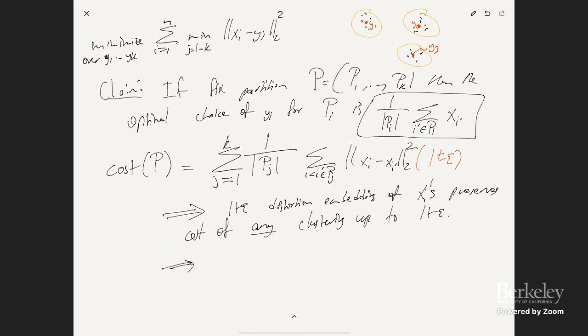So this implies I can cluster in dimension only kind of 1 over epsilon squared log n, and still get a good clustering. Okay.